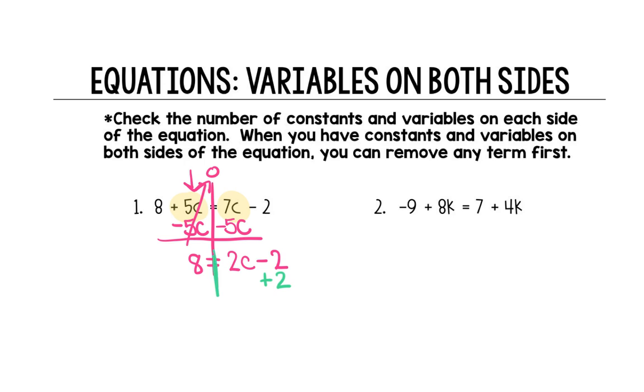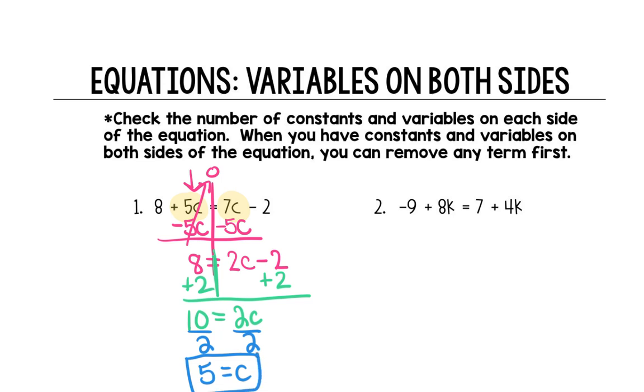Plus 2. If I plus 2 on one side, I need to plus 2 on the other side as well. So now I have 10 is equal to 2c. And from here, we can divide by 2 on both sides. And we get 5 is equal to c for our answer.